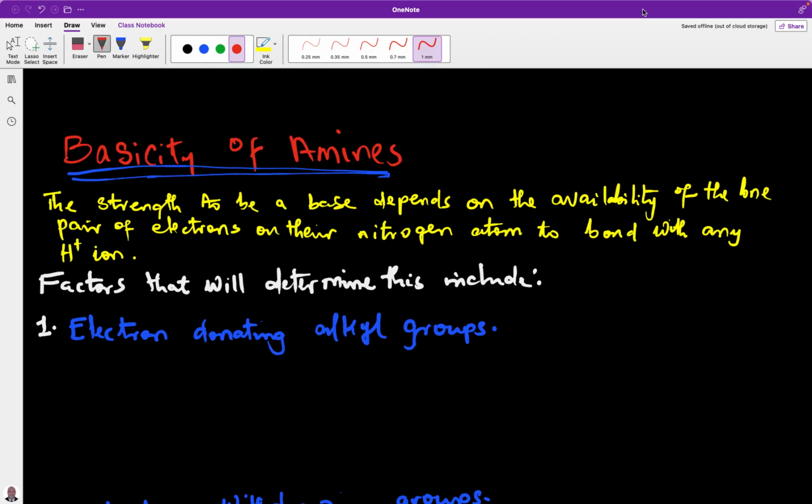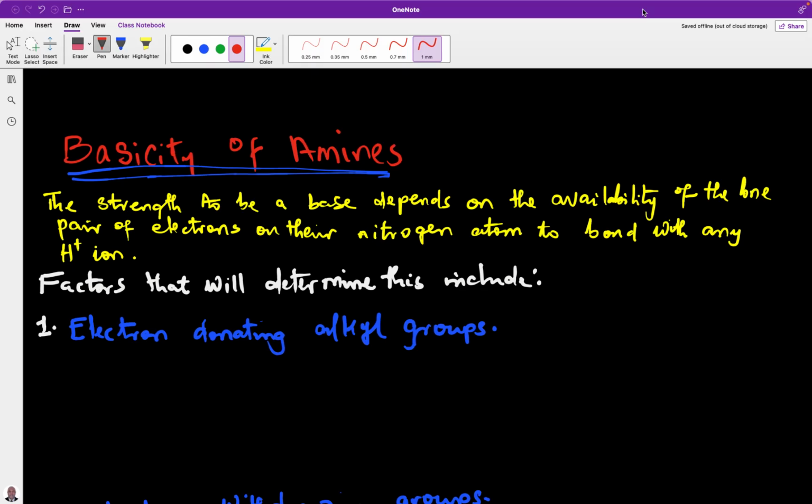The Lewis acid-base theory plays a role because bases are classified as electron pair donors. They will donate their lone pair of electrons to the hydrogen ion. So, for a base to be strong, there must be availability of a lone pair of electrons on the nitrogen to donate for bonding, to use for a dative covalent bond with a hydrogen ion.